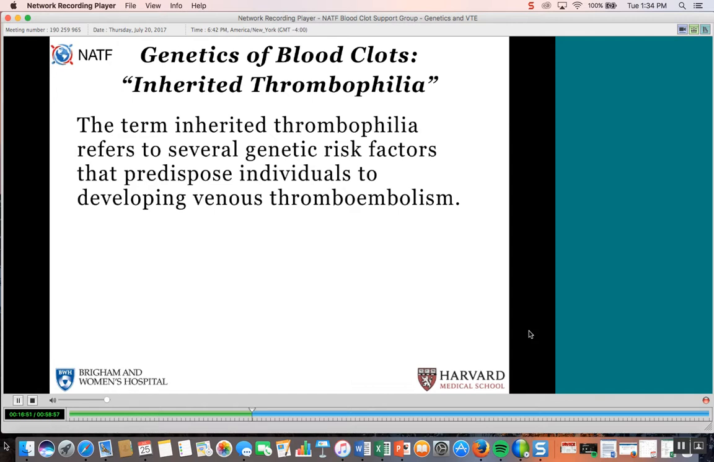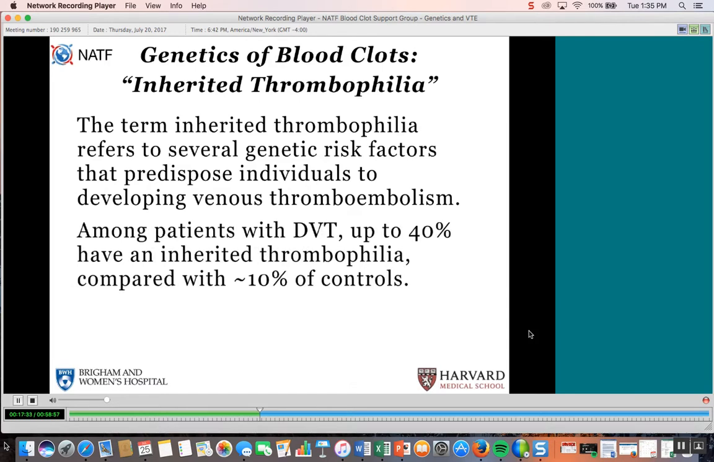And so the term inherited thrombophilia refers to several genetic risk factors that predispose individuals to developing venous thromboembolism. I'm saying venous because most of the time the genetic thrombophilias cause clots in the veins. We have some acquired thrombophilias, meaning some situations in which the body produces abnormal substances that promote clotting in the arteries. But we are not going to talk about those tonight because they are not inherited from our parents.